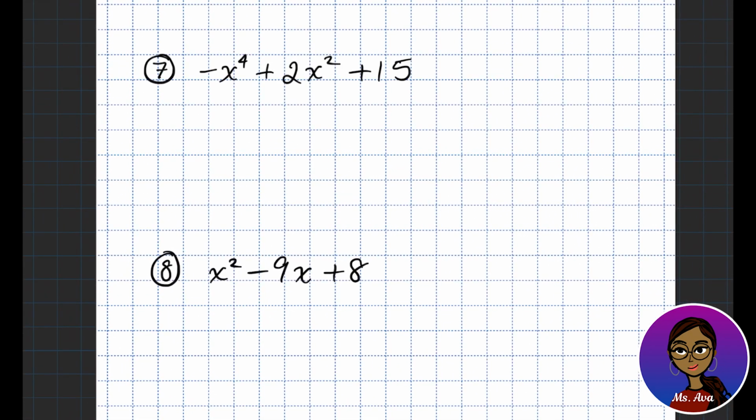Okay, so what's different about this one? This one has the 4th power. Yes, that is one of the big differences. And then there's one other difference here.